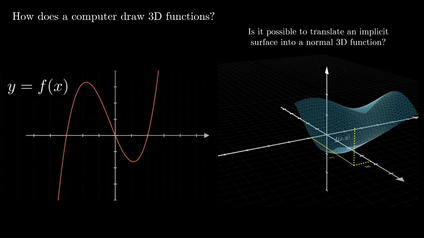The question we may ask right now is the following: is it possible to translate an implicit function into a normal 3D function? Because just think about it for a moment. If we were able to do this, the problem is solved, right? Because as we're seeing right now, for a computer it's very easy to draw 3D functions. Simply, we take many different points and elevate them by a certain altitude. So if we can transform an implicit surface into a normal 3D function, the problem is solved. So let's explore if this is possible.